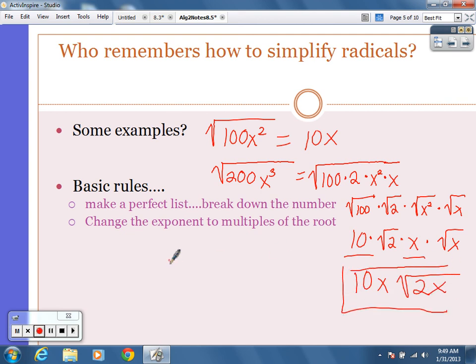So what is the procedure when we do this? Well, basically, you're going to make a list of perfect squares, and it was very easy to find 100 that went into here, but sometimes you deal with numbers where you don't know what number goes into it, so you kind of have to guess and check all those perfect squares.